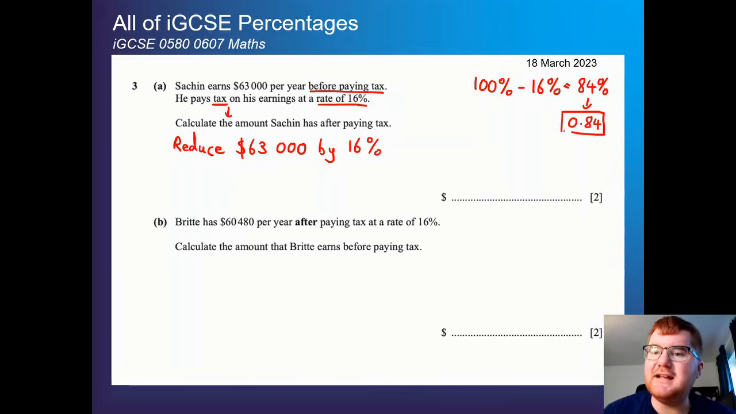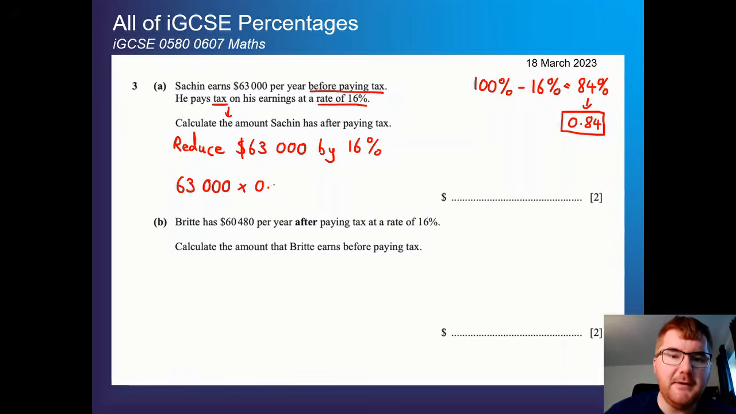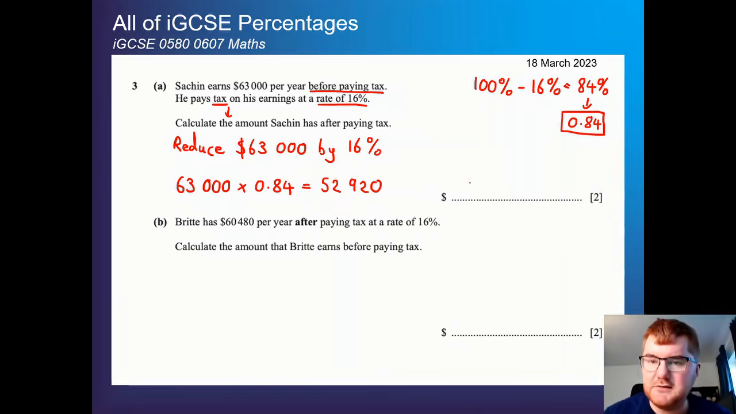So to make our calculation nice and straightforward, all we need to do here is 63,000 and then multiply by 0.84 to work out how much he gets after tax. So we go 63,000 times 0.84, giving us our final answer of 52,920. So we pop that in.